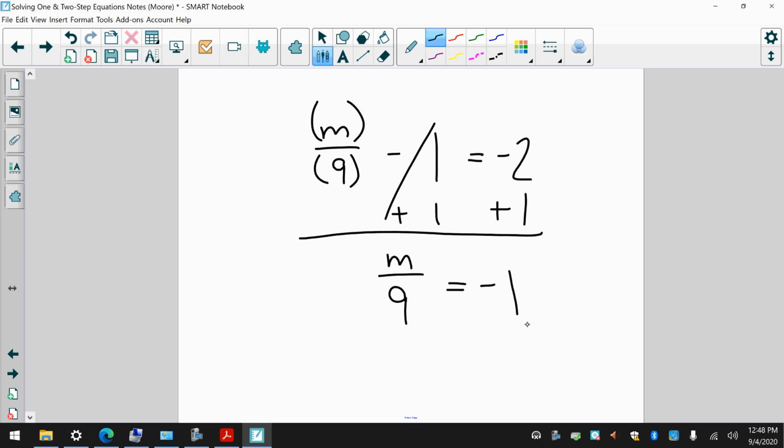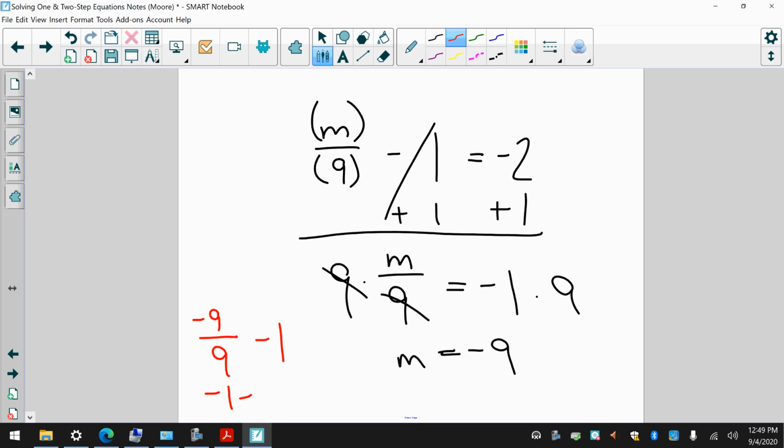How do I get rid of division? I multiply. Opposite of division is multiplication. 9 divided by 9 is 1. m over 1 is just m. Negative 1 times 9 is negative 9. And now let's plug that into my original. So I have negative 9 divided by 9 minus 1, which gives me negative 1 minus 1 is negative 2, which checks out.